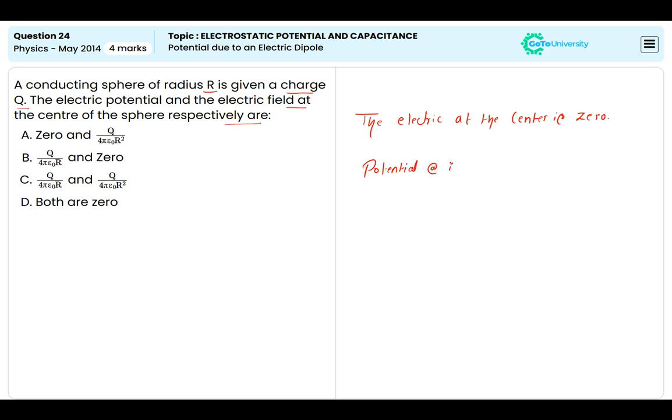Potential at its center is given by kq divided by r, which is equal to q divided by 4 times pi epsilon naught into r. Then we can see this one, q divided by 4 pi epsilon naught into r and 0. That means option B is our right answer.